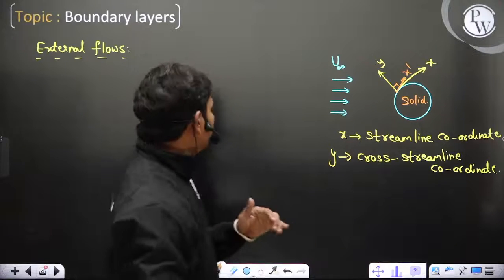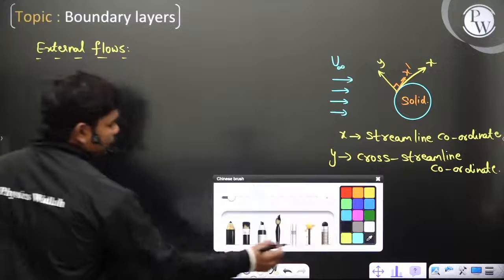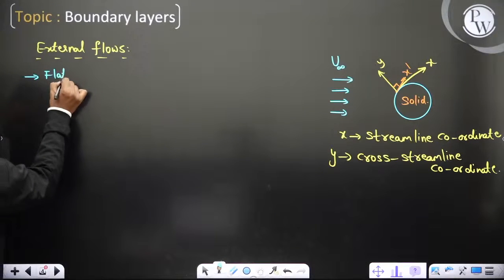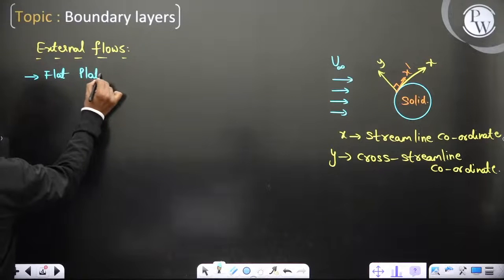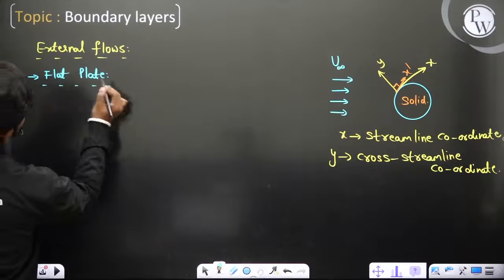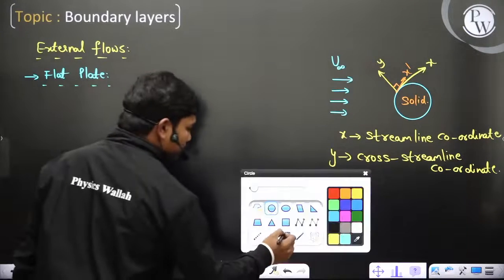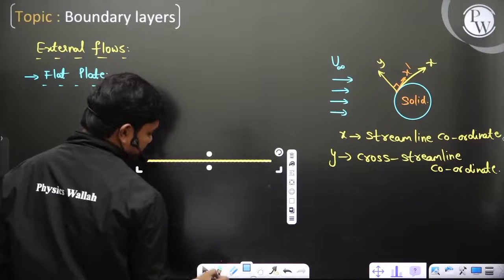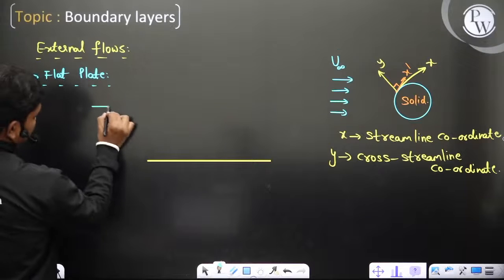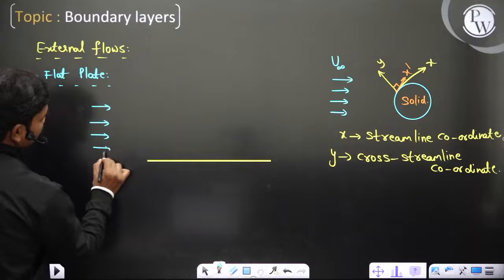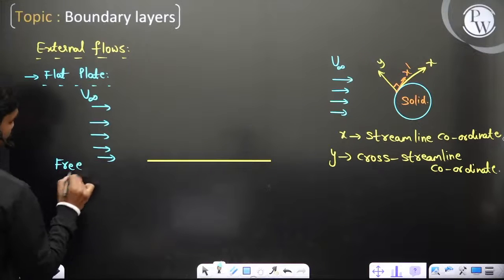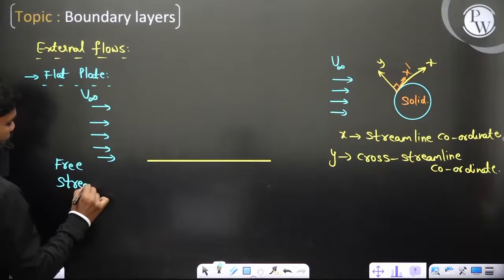Okay, now let us see a small example of a flat plate, which you could understand a bit more easily. Using the flat plate, I want you to understand some things. Let's suppose there is a flat plate like this, and some fluid is approaching it at a free stream velocity. Normally you call this free stream velocity u infinity. Okay, so this is called free stream velocity.